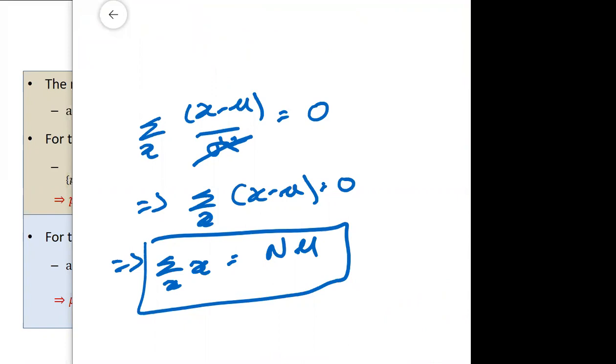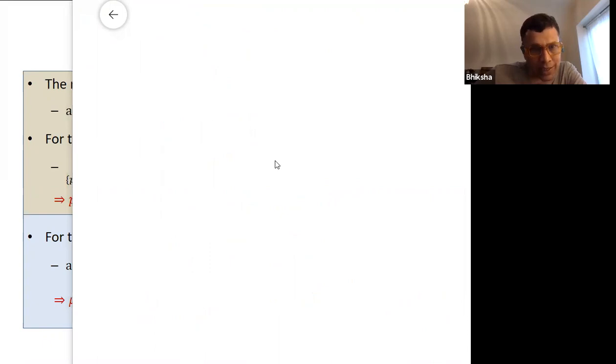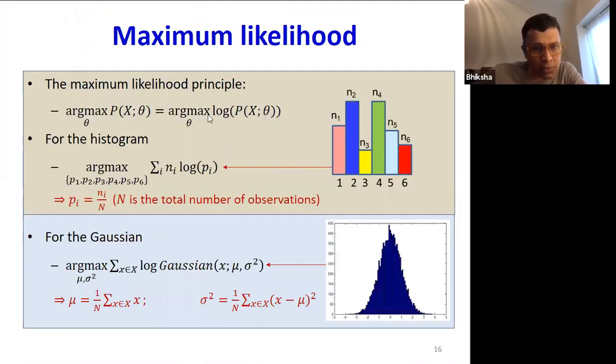The point here is that what we really did was find the parameters of the distribution that maximize the probability of what we saw, because that makes the data that we saw the most important.